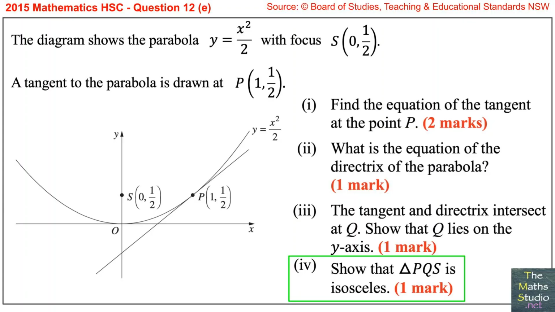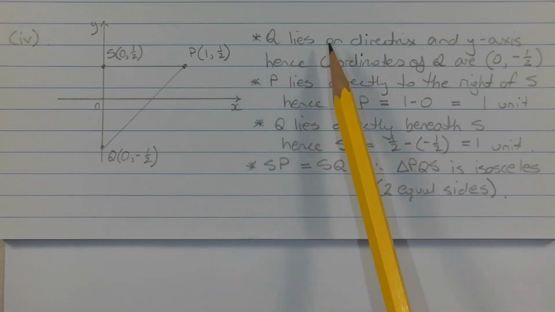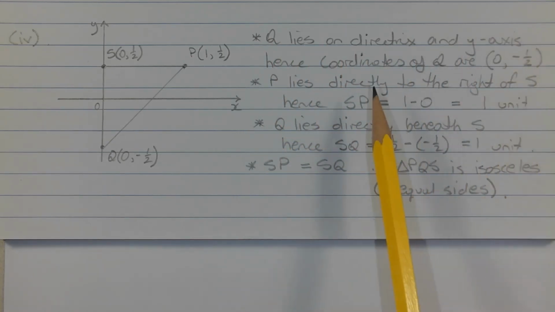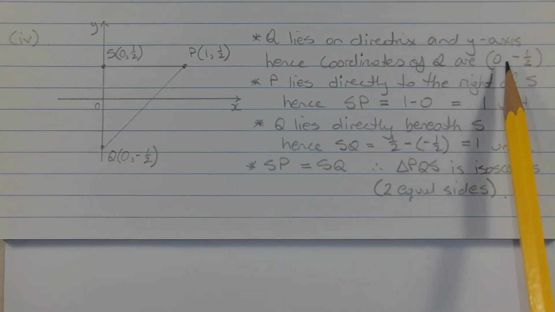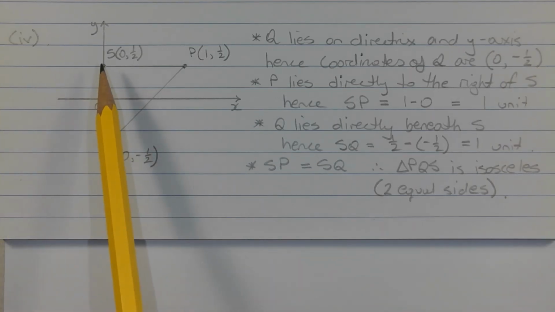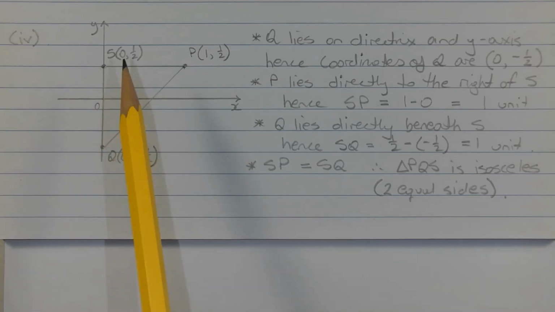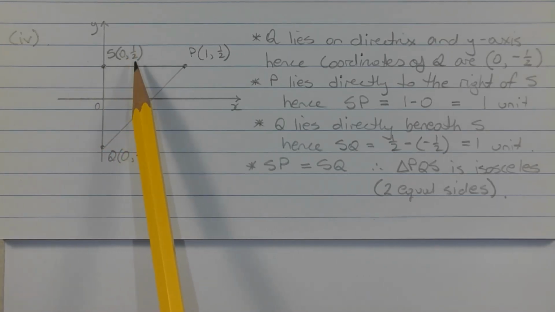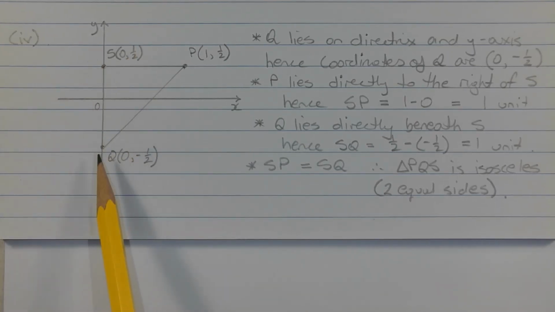Part 4. Show that triangle PQS is isosceles. Point Q lies on the directrix and the y-axis, hence the coordinates of Q are (0, negative 1/2). Now I've shown the point Q on the sketch here for visual reference. We can see the point S, which is the focus of the parabola, with coordinates (0, 1/2). So point S is directly above point Q, or we can say that Q is directly below point S.